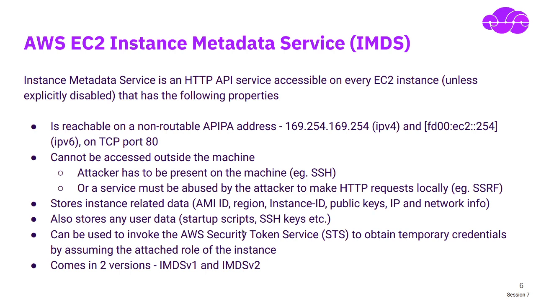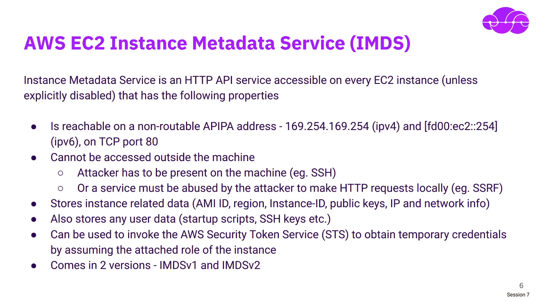A very important feature, and why the IMDS is really useful for services, is that it can be used to invoke the security token service, the STS, of AWS, so that you obtain temporary credentials. How do you obtain temporary credentials? A role is attached to the EC2 instance when you're starting the EC2 instance. Depending on what permissions the role has, when you generate temporary credentials from IMDS, you will have those permissions that belong to the role.